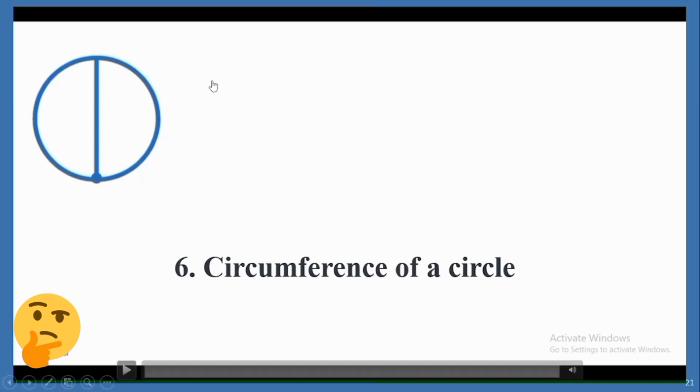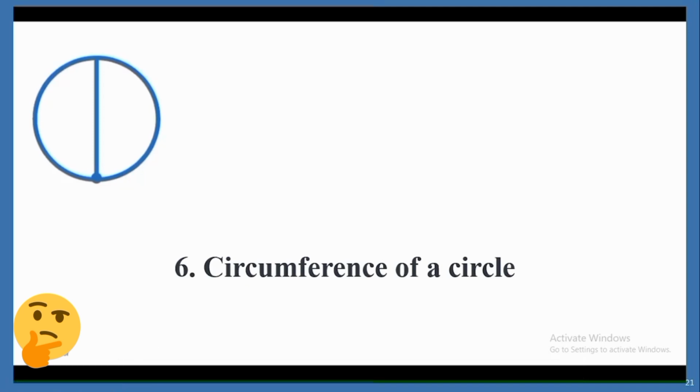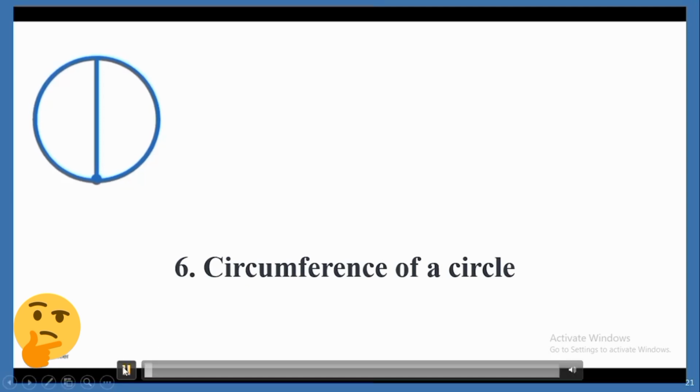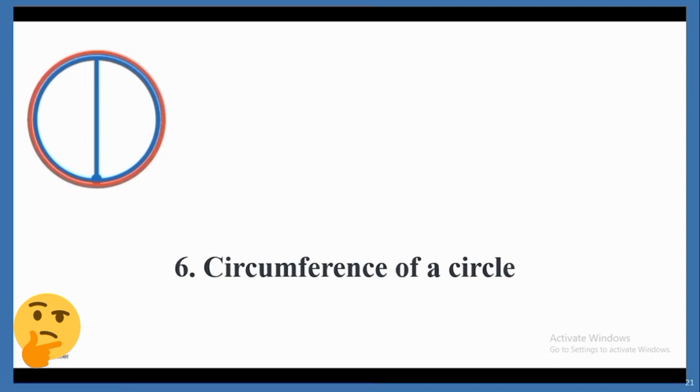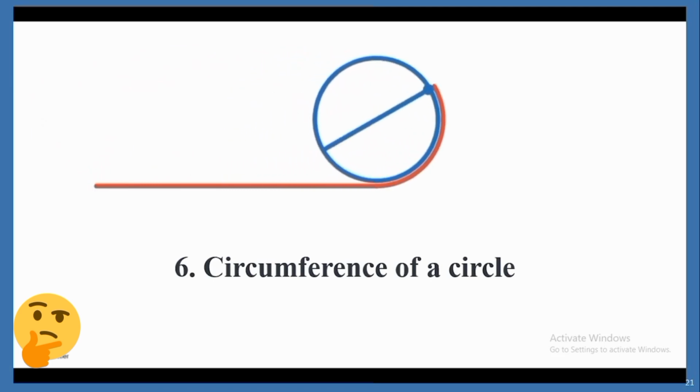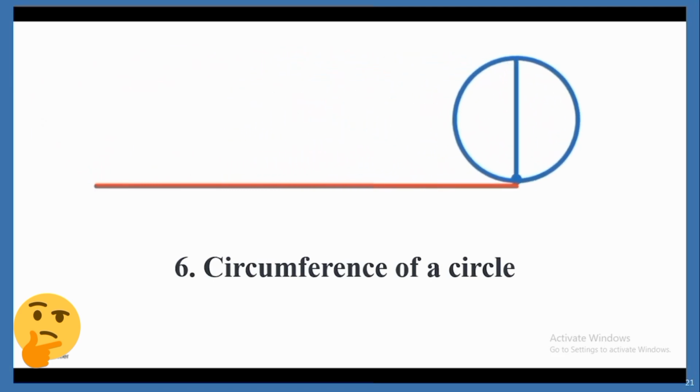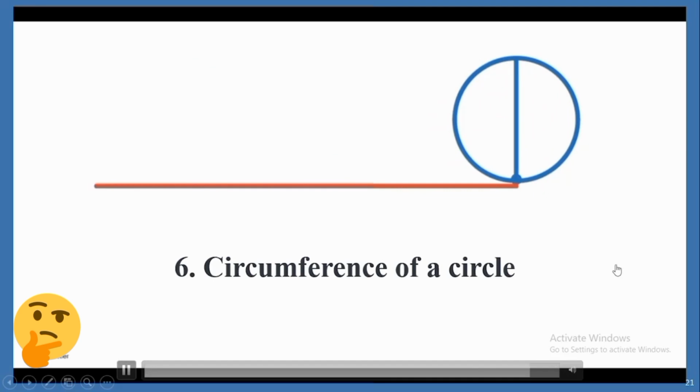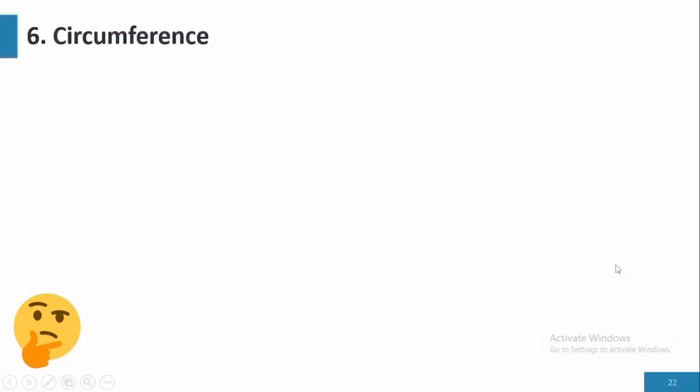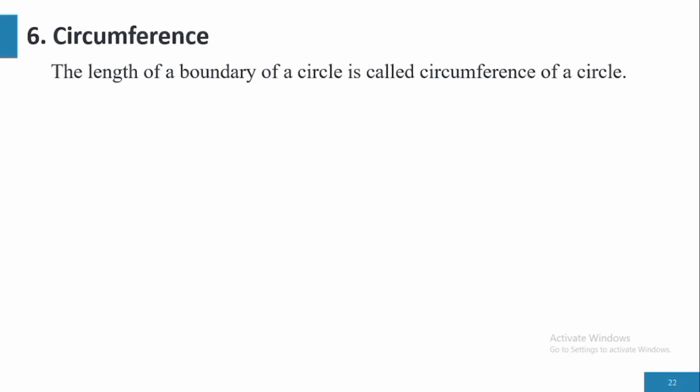Sixth important concept is circumference of a circle. For that, watch this video carefully. There is a red ribbon around the circle. Now, if you open that red ribbon by rolling the circle, this red ribbon will tell you the length of a circle. Am I correct, children? And this length of a circle is known as circumference of a circle. So how will you define it? Circumference is the length of the boundary of a circle.